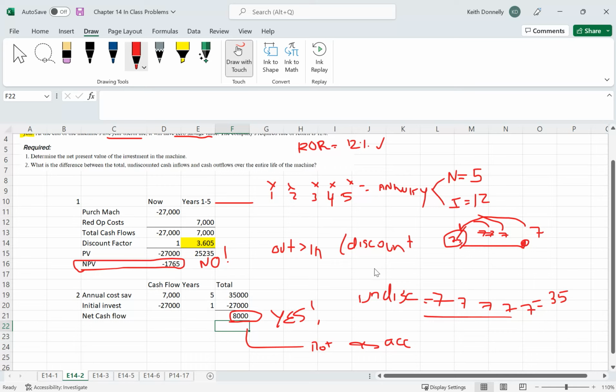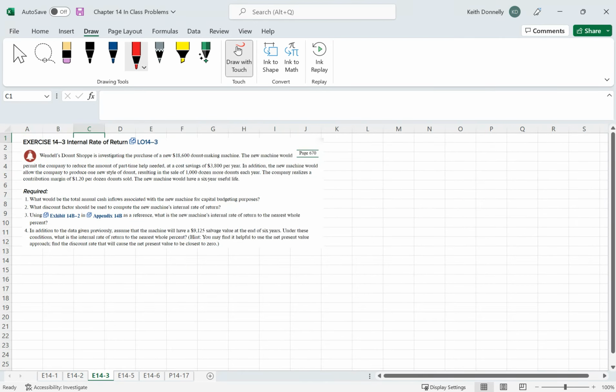So it's a good exercise to show you the net present value and also why it's important. Let's move on to exercise 14.3 here.